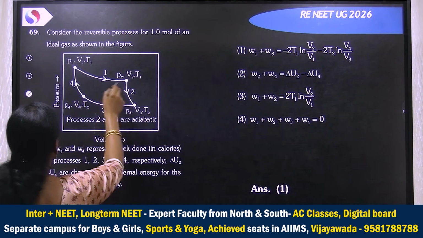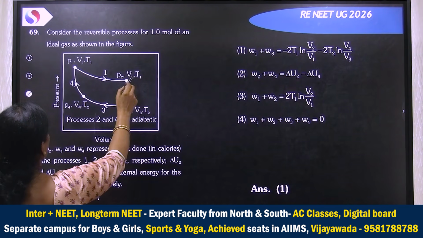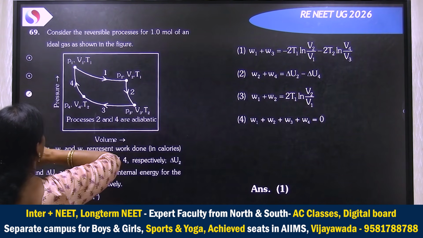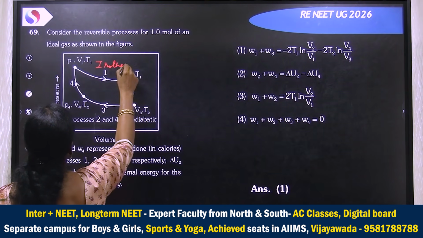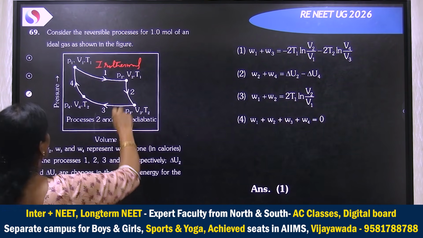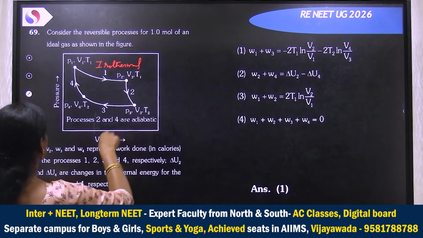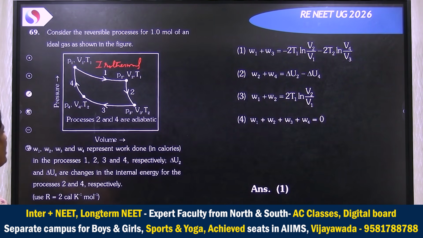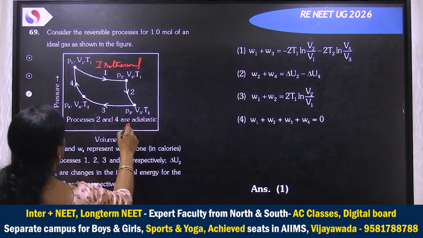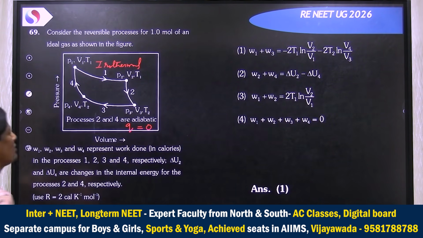First step, in the first step, there is no change. Initial temperature is T1 and final temperature is also T1. So therefore it is an isothermal process. Temperature constant means it is an isothermal process. And in the second step the temperature is changing, and processes 2 and 4 are adiabatic, already given. Adiabatic means there is no heat exchange, so Q becomes 0, Q equal to 0 for an adiabatic process.